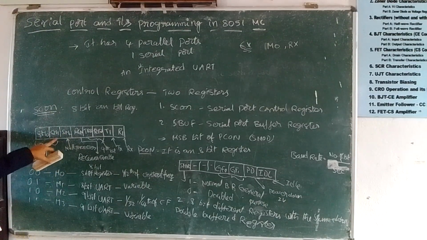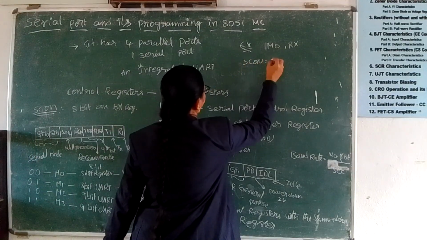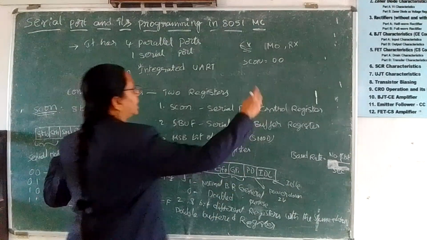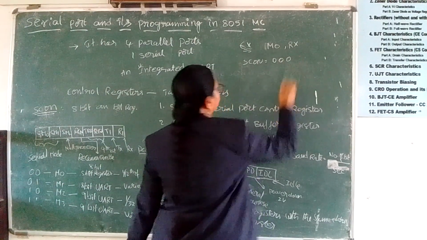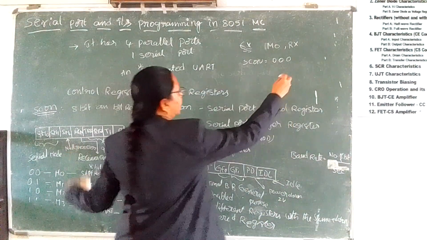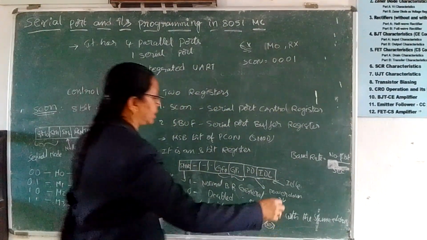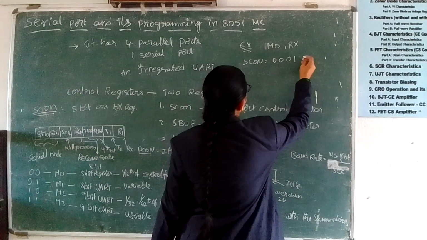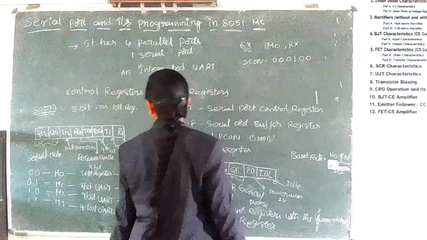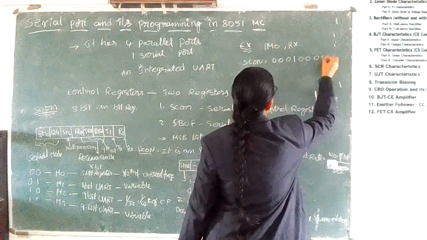For mode 0, the MSB bits of the SCON are 0 0. SM2 is for multiprocessing, so we can keep it 0 generally. Next, receiver enable, so we need to keep 1 for this one. Next, TB8 and RB8, this is for the 9th bit operation. We keep these 0 0.